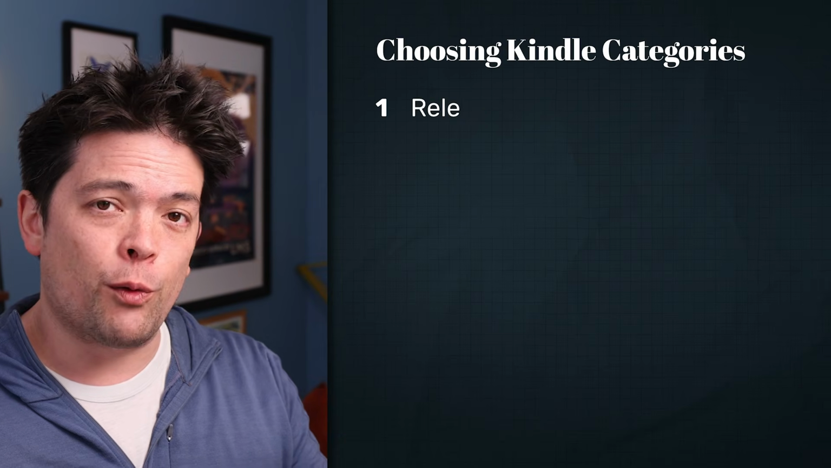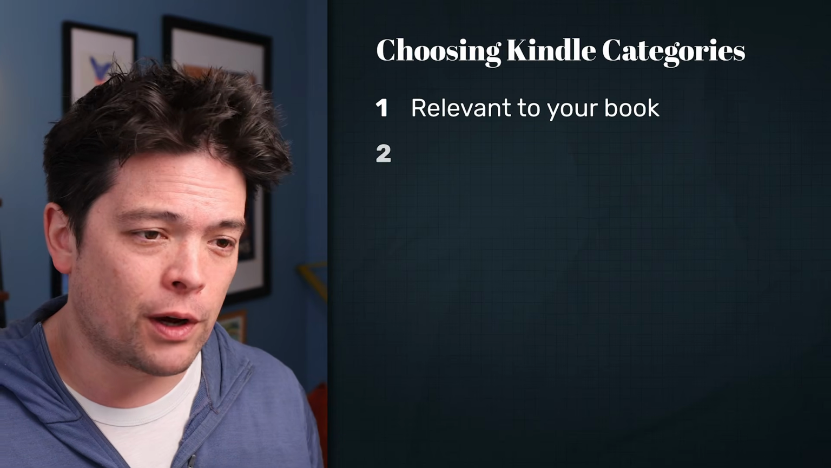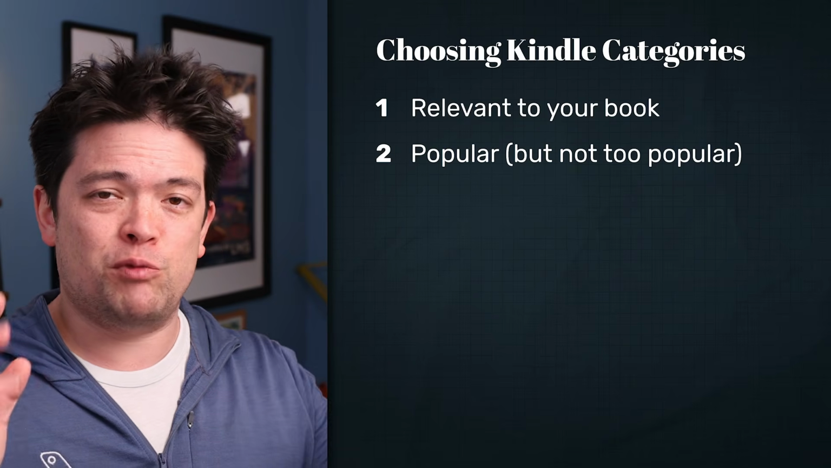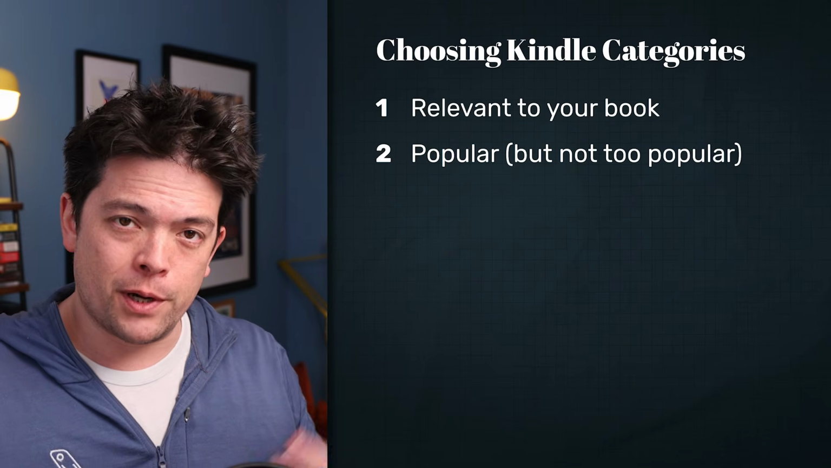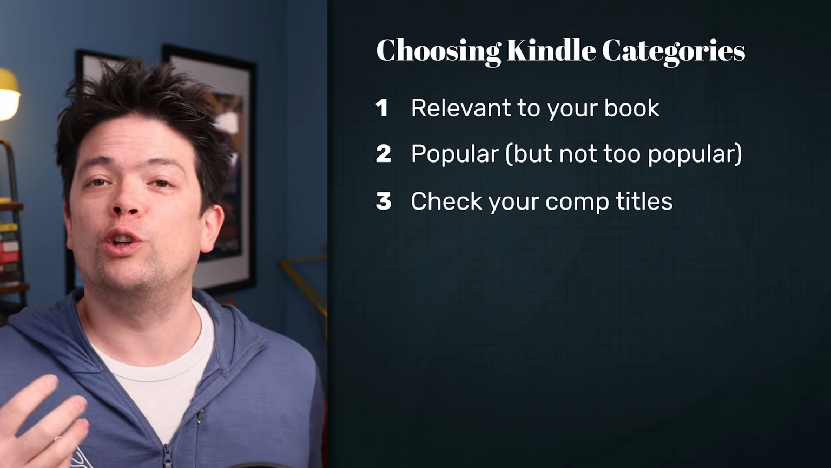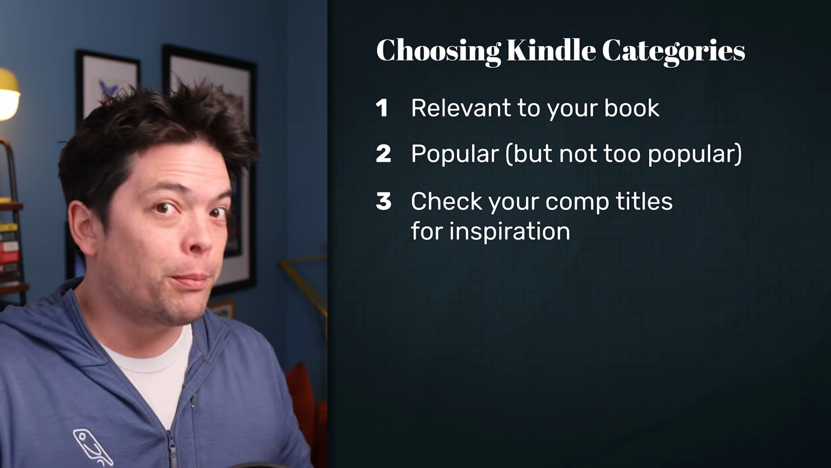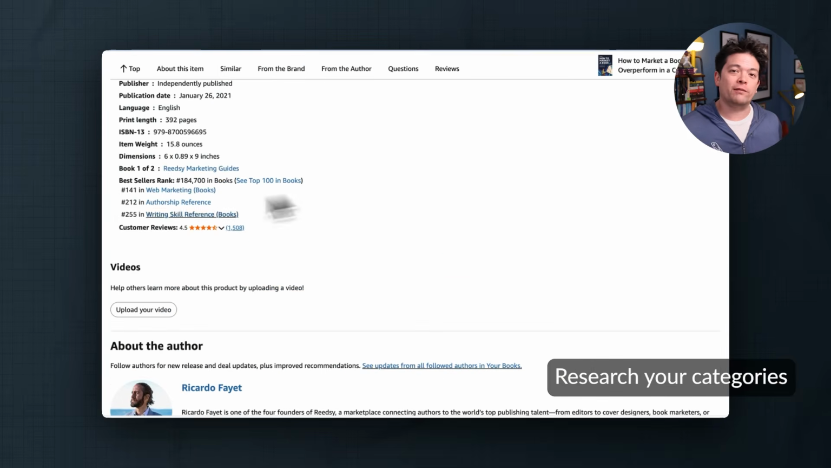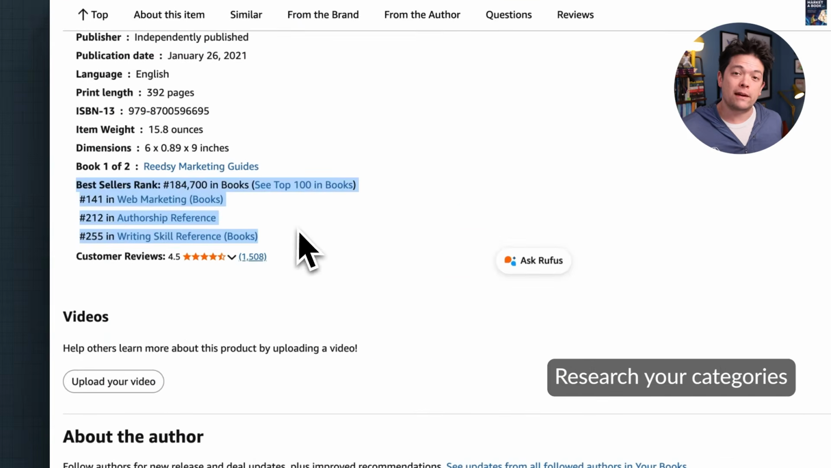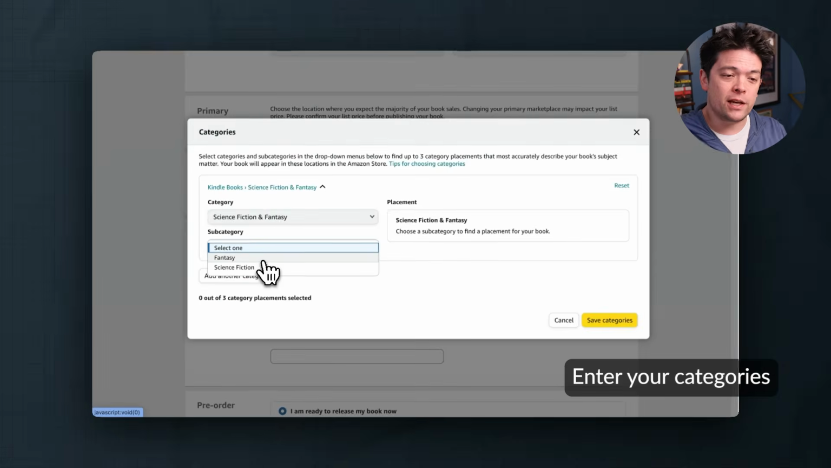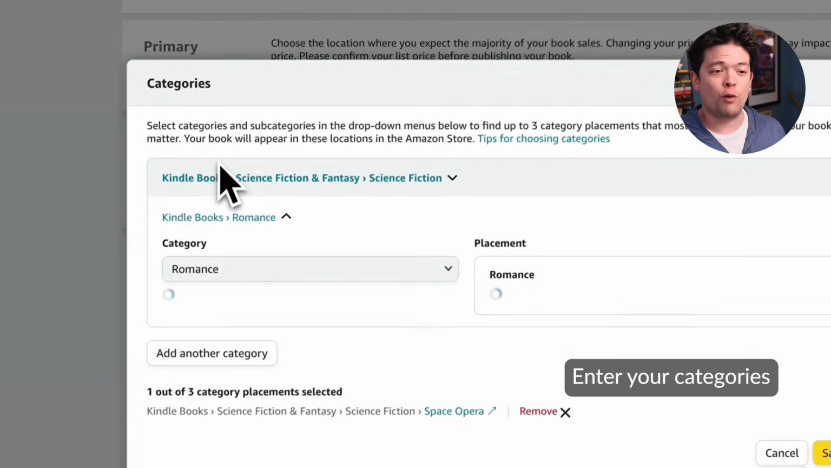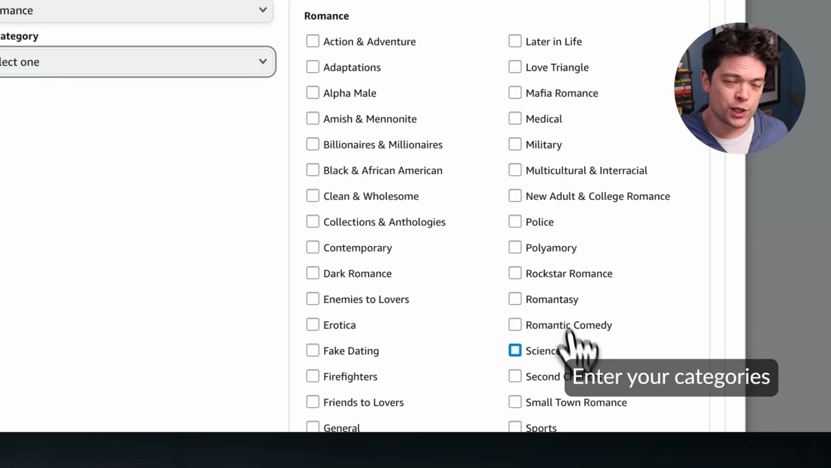Let's start with categories. The logic is simple. You want categories that are relevant to your book and popular enough to have traffic, but not so competitive that your book will disappear onto the 27th page of that. There's lots in the book about this, but the short version is that you should look at your comp titles. Those are your comparable titles, your comparison titles, the books out there that are doing well that are kind of like yours, and see what categories they've chosen. For my one, I'll put them under science fiction and space opera, and I'll also look to put it here in romance and the science fiction subset of that.